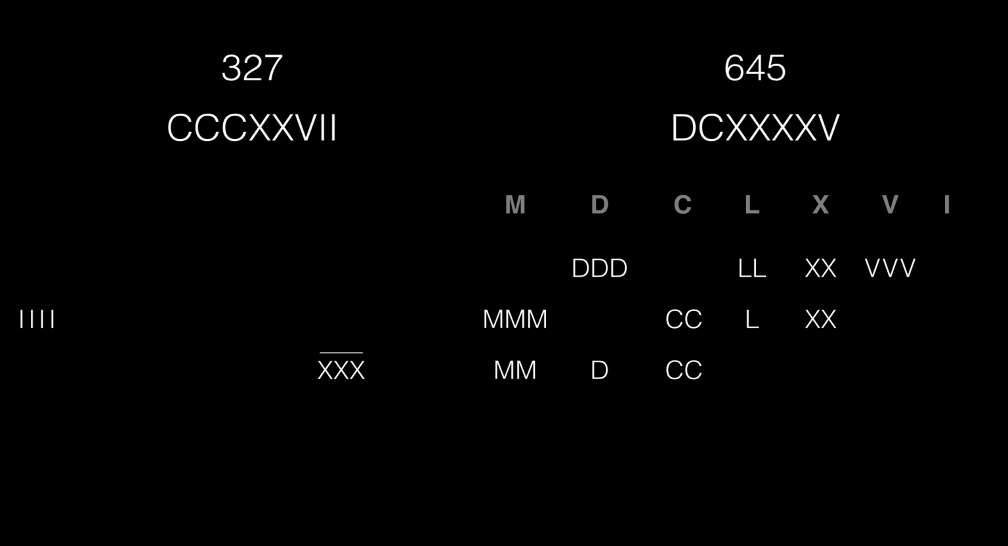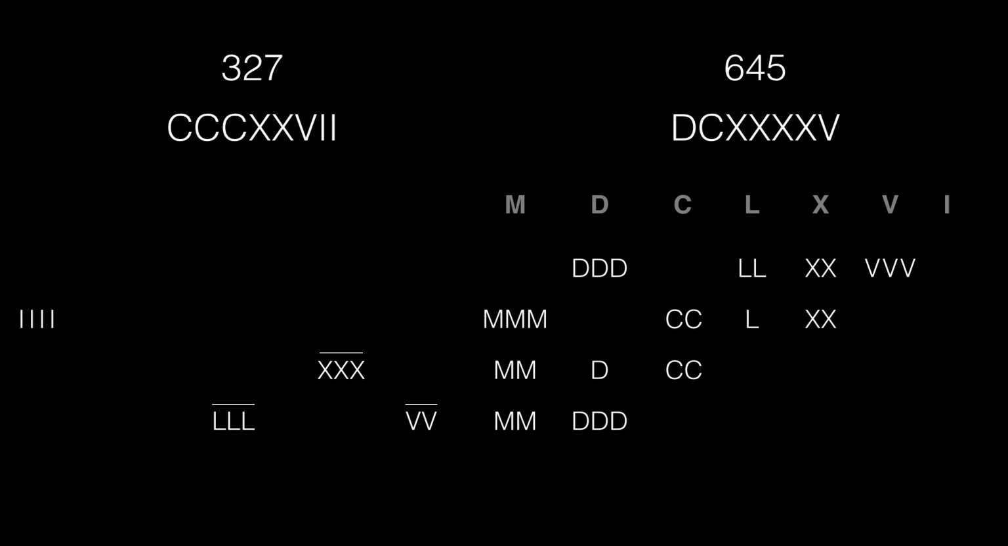Now let's multiply 327 with D. D times the 2 I's are 2 D's. D times V is MMD. D times the 2 X's are 2 V's. And D times C is L bar. Since there are 3 C's, we write it as 3 L bars.